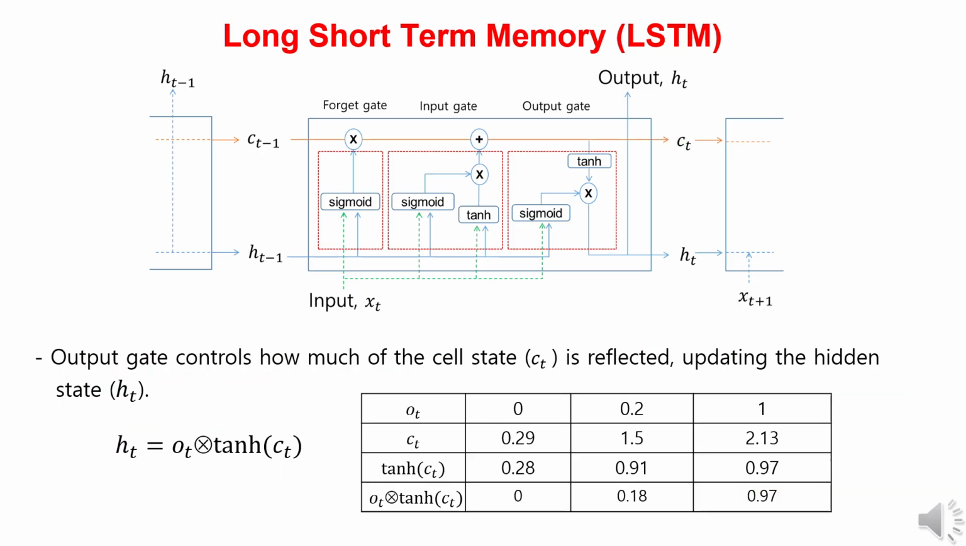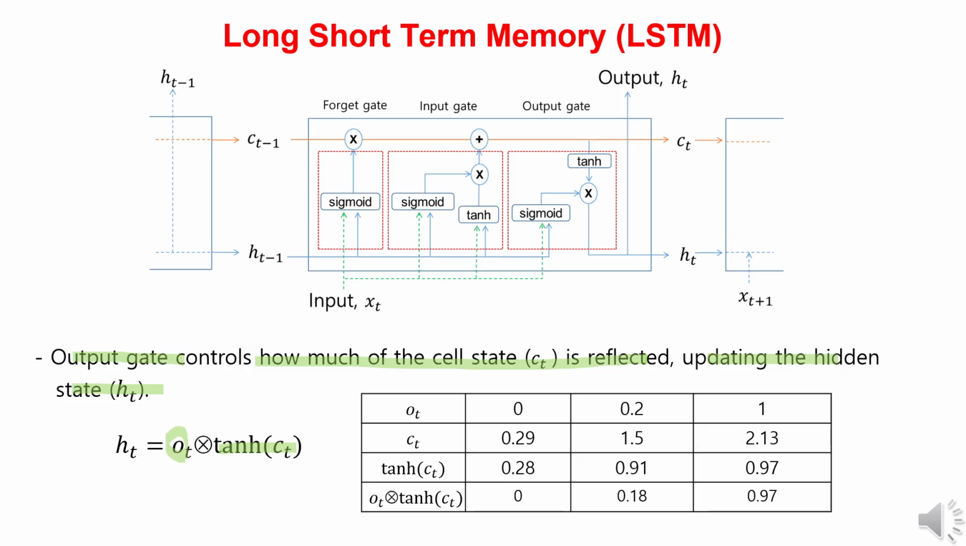The output gate controls how much of the current cell state, c_t, is reflected, updating the hidden state, h_t. Specifically, the cell state is first passed through a tanh function to scale its values between -1 and 1, and then multiplied by the output gate value to get the final hidden state.